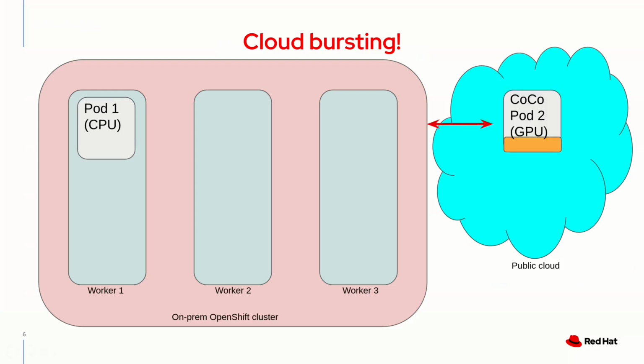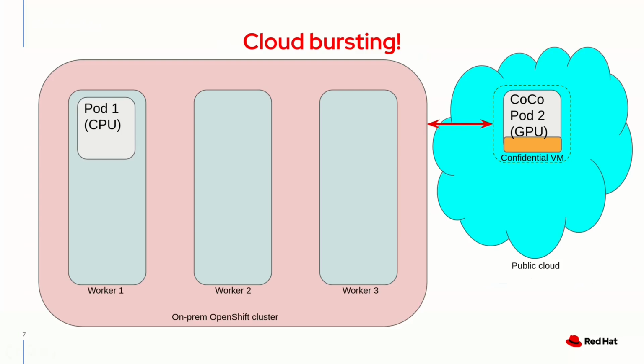Using confidential containers, we are able to run a single pod in the cloud. But how is this possible? This is possible because the pod actually runs in a confidential virtual machine, in short CVM, in the cloud. From OpenShift's perspective, in fact, a confidential container is no different from any other pod.